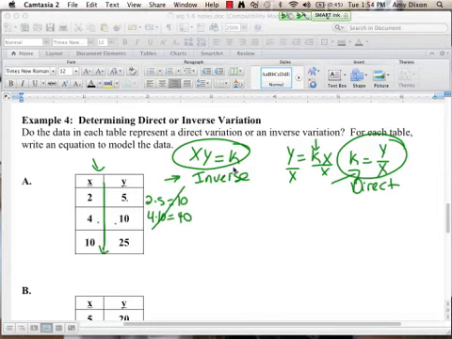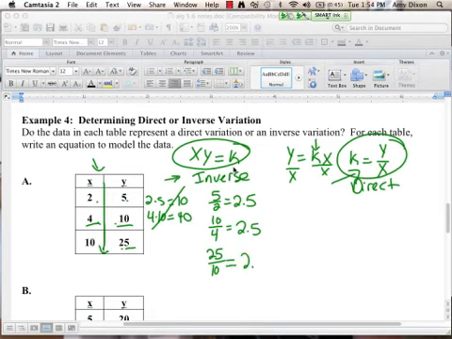So now we're going to take y divided by x. So we do 5 divided by 2. That gives us 2.5. Then we do 10 divided by 4. Okay, that again gives us 2.5, so we may be onto something. Now we take 25 divided by 10, and that gives us 2.5 also. So we now know this one is a direct variation.